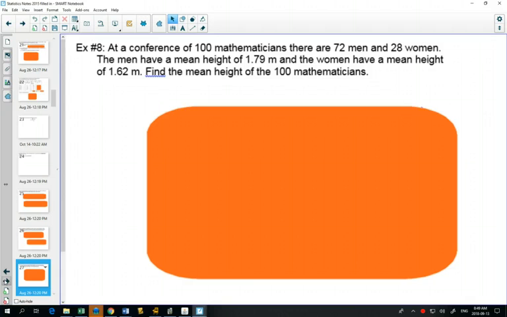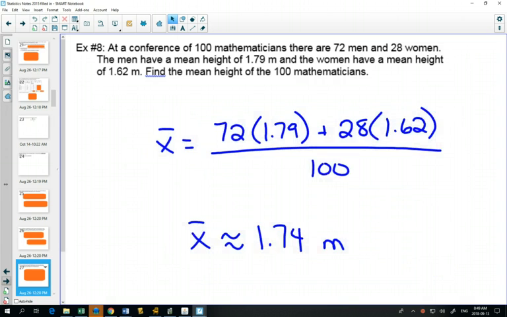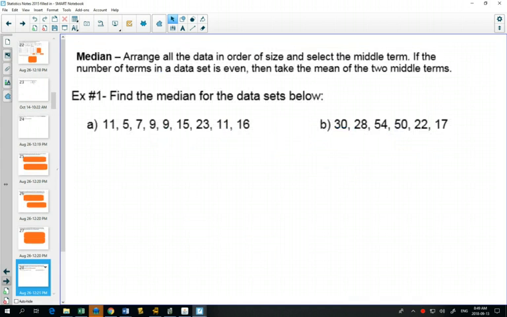Same idea in this question. We've got 100 mathematicians separated, 72 men, 28 women. The men have a certain height, the women have a certain height. To find the average of all the participants, there's 72 with an average height of 1.79, 28 with an average height of 1.62. So we have a mean height of 1.74 meters. That's in centimeters? I'm not quite sure.